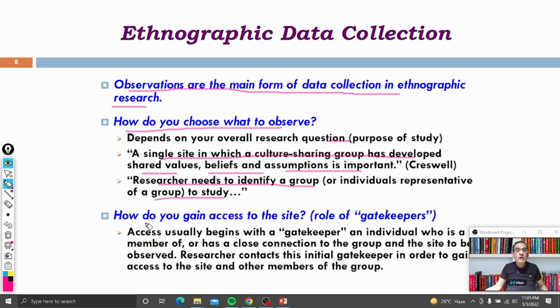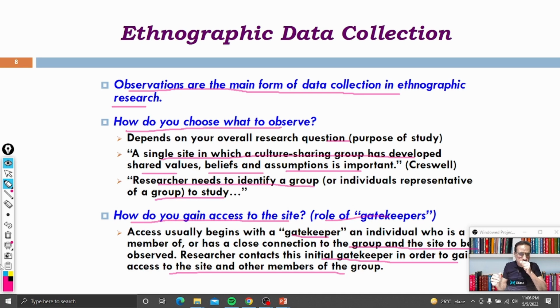Next question is, how do you gain access to the site? I mean, how will you get past the gatekeeper in qualitative research? Access usually begins with the head of the institution, who is called the gatekeeper, or an individual who is a member or who has a close connection to the group and site to be observed. The researcher contacts this initial gatekeeper in order to gain access to the site and others.